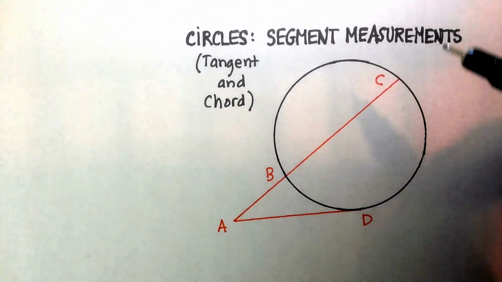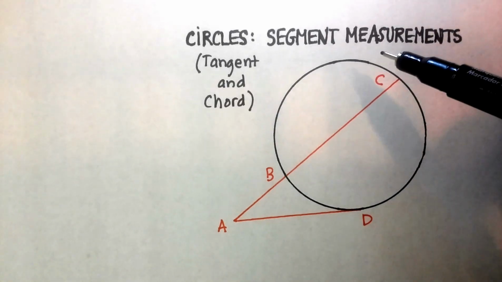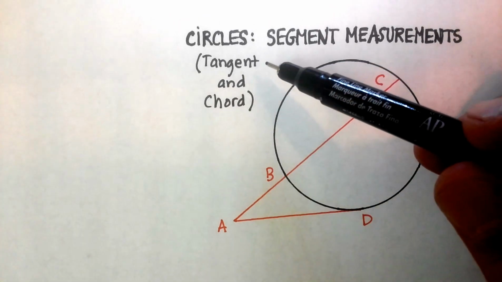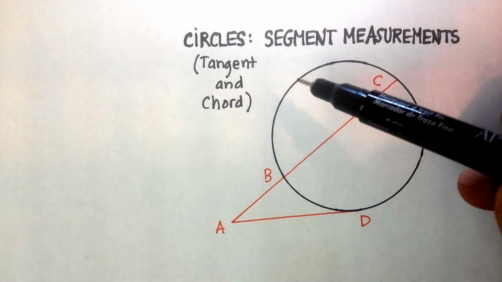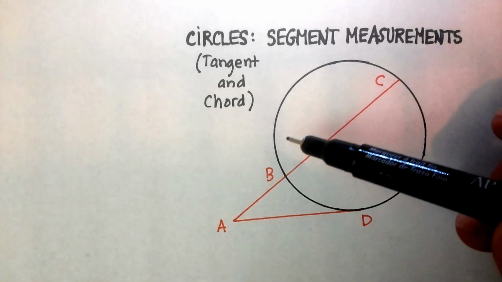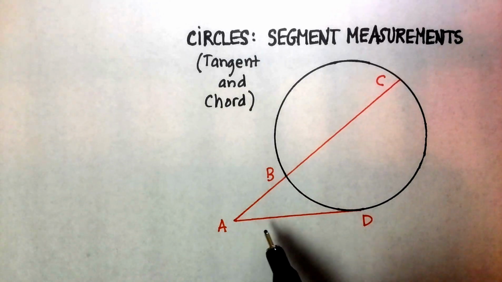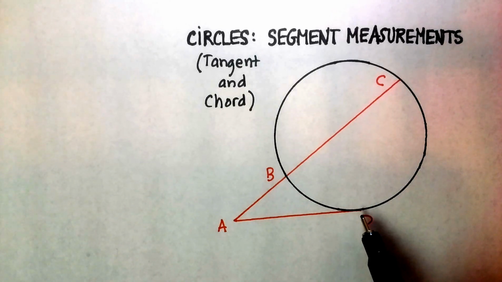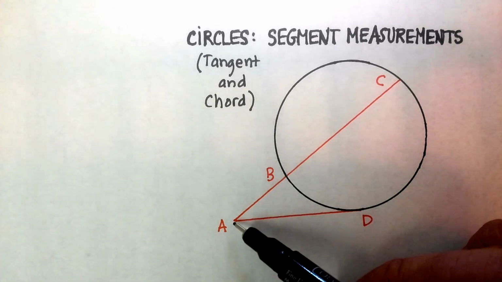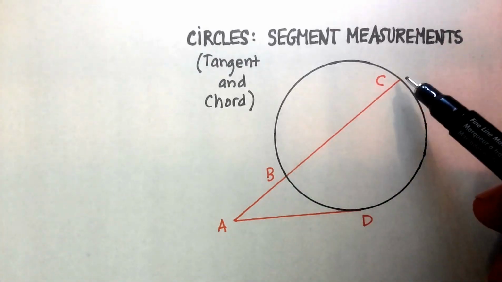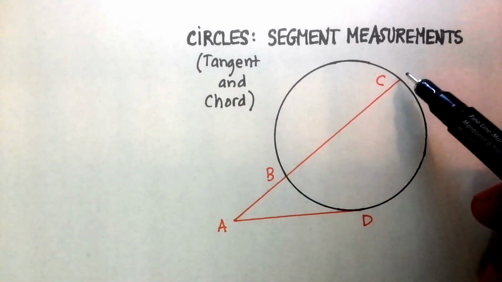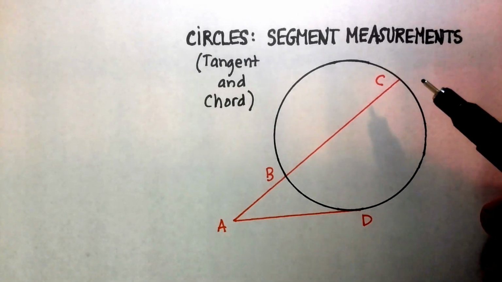Okay, in this video, we're going to go over some more segment measurements. This time we're going to talk about a tangent and a chord and how to find the lengths of that tangent and that chord. Remember, the tangent crosses the circumference of the circle at one point, called the point of tangency. And remember that a chord goes through two points on the circle, so two points of intersection, okay?